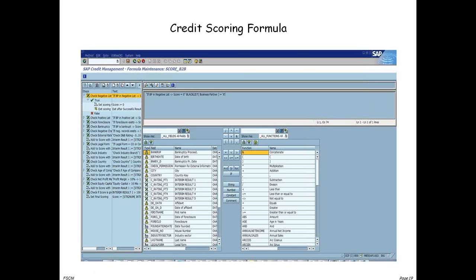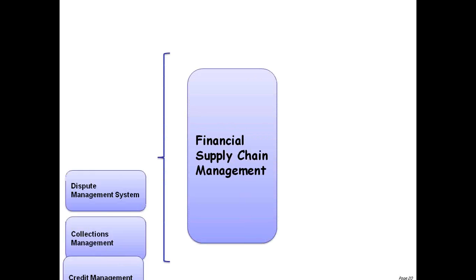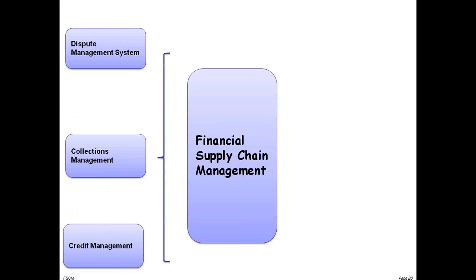And credit scoring formula. This is again a kind of validations and substitutions, as in how you work on the validation substitutions. The same construction you are going to do here for the credit scoring formula, which I'll explain in the future. That is about financial supply chain management, the first part, which has much interaction with the classic FI system.